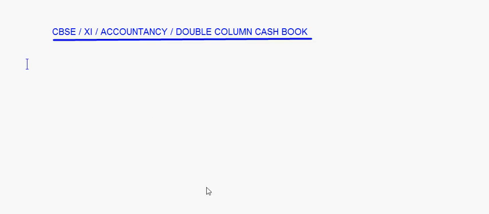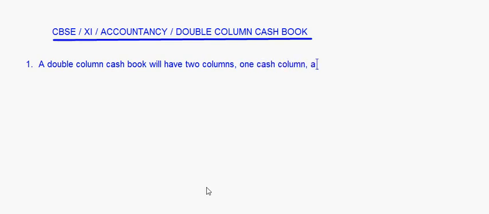So first of all, in a two column cash book there are two columns. One is a cash column and the other one is the bank column. So the first point that you need to understand here is it's also called a two column cash book or a double column cash book, right? So a double column cash book will have two columns, one cash column and the other bank column, right?